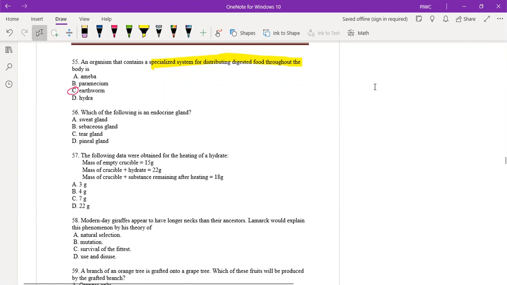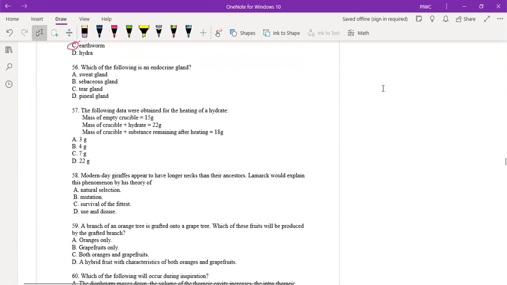Okay, 56. Which of the following is an endocrine gland? Endocrine gland. So we know that pineal gland is an endocrine gland. Then 57.